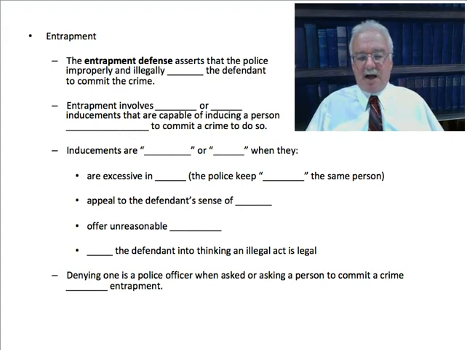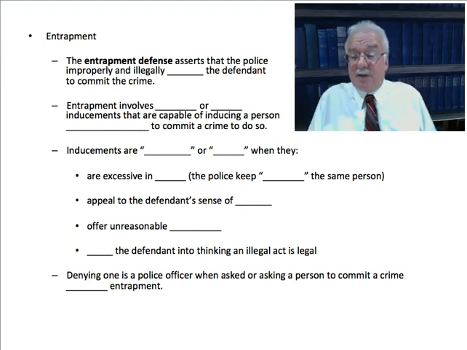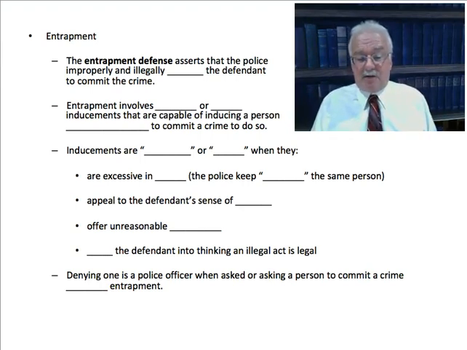Also, it's entrapment if the cop tricks the defendant into thinking an illegal act is legal. So if the cop says, oh yeah, you can do this, go right ahead, and then the person does and the cop locks them up, that would be entrapment also.